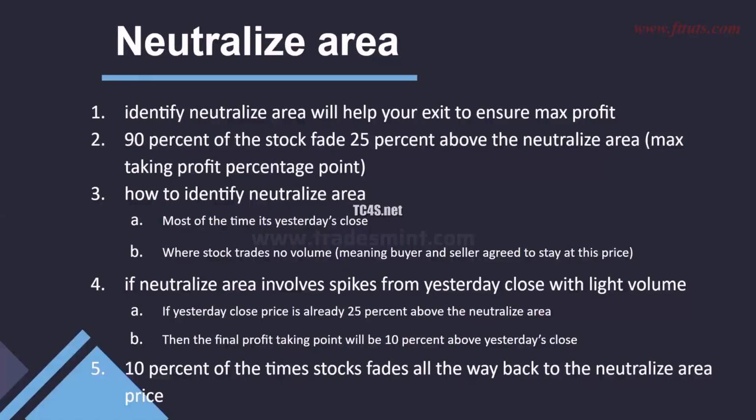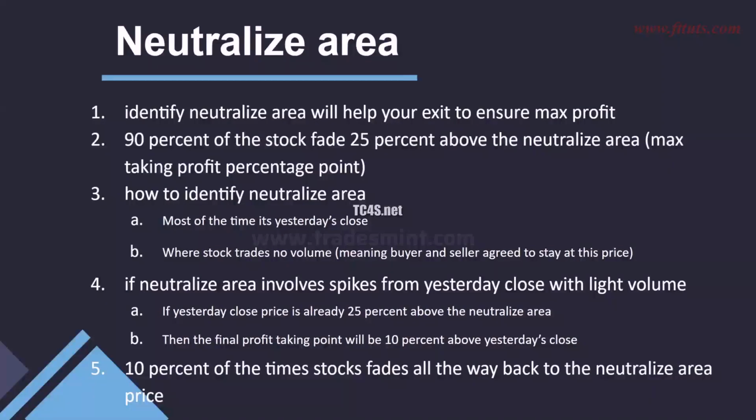Now, number 3 is how to really identify neutralized area. To be able to identify neutralized area on a daily basis, typically you want to look at yesterday's close. It's pretty much a consolidation without any type of volume. So if you are seeing a consolidation yesterday between 4 to 5, and it's trading no volume, you're looking at 100K, 200K volume. That's the neutralized area you're looking at. And it means the buyers and sellers have agreed to stay at this price and it will not go down under that price.